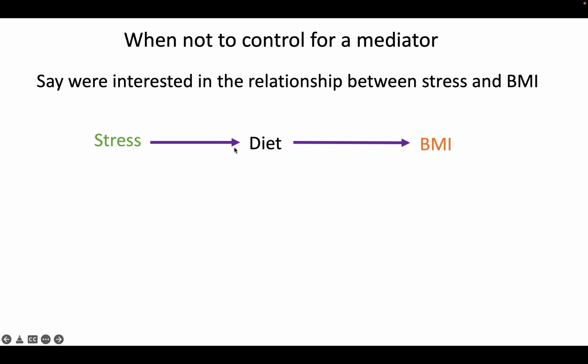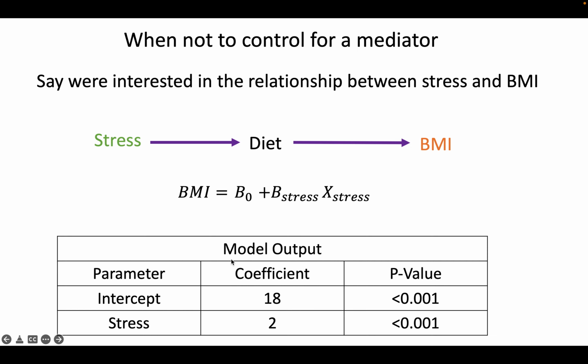There are some problems with controlling for a mediator. Say we're interested in stress and BMI, and we think that the impact of stress on BMI is enacted through diet. We would create a model like this where the outcome is BMI. Let's say it's continuous, and we have our intercept, and we have stress here with its coefficient, which is just how stress is represented in the model. This could be our model output. We'd have an intercept of a baseline BMI of, say, 18, and stress, let's say it's categorical, you're stressed or you aren't. Presence of stress leads to an average increase of 2 BMI points.